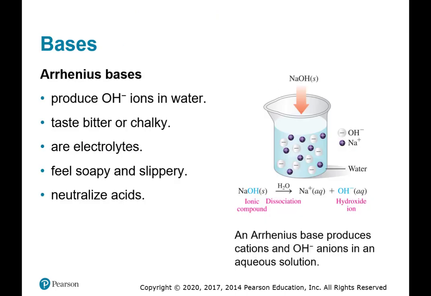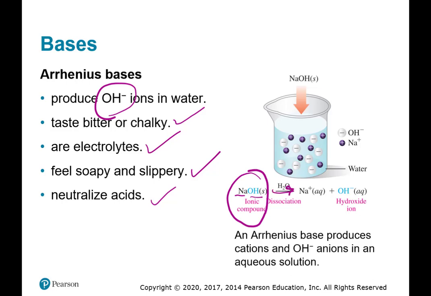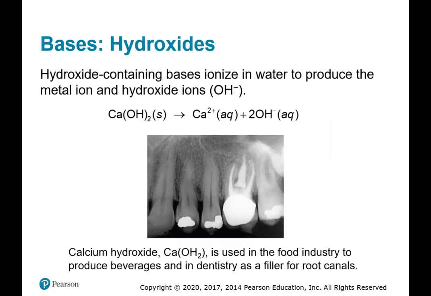Let's look at Arrhenius bases. Arrhenius bases produce hydroxide ions in water. They taste bitter or chalky. They are electrolytes. They feel soapy and slippery, and they neutralize acids. For example, sodium hydroxide is an ionic compound, and when it dissolves in water, it dissociates into our Na plus ions, and OH minus ions are hydroxide ions.